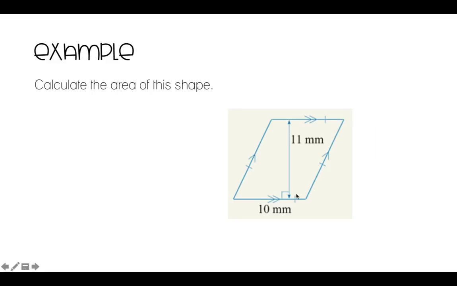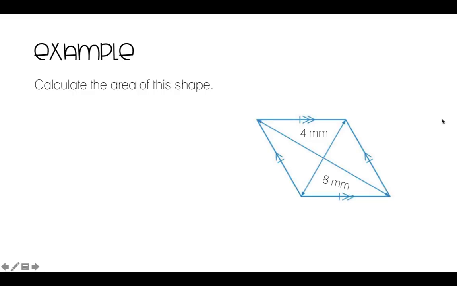Here we have our base and our height, no corner to corner, so we just multiply the base times the height. Base times height, which is 10 times 11, which gives us 110 millimeters squared.